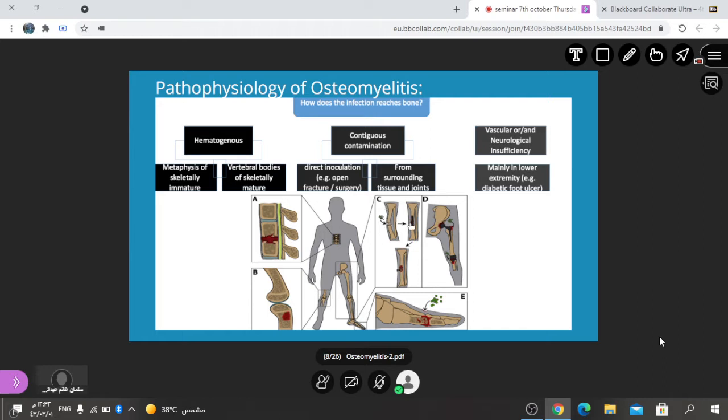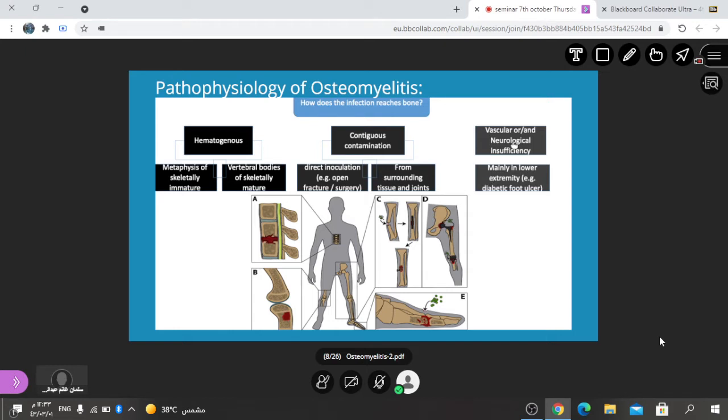And in case of surgery, we have either contamination during surgery, or sometimes during joint replacement, the joint itself can be contaminated. In this case, the most common organism that causes this is Staph epidermidis, which is a normal pathogen in the skin flora.